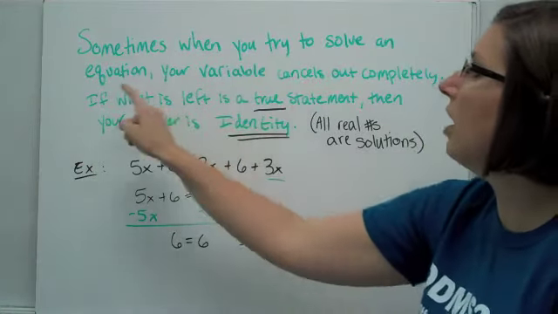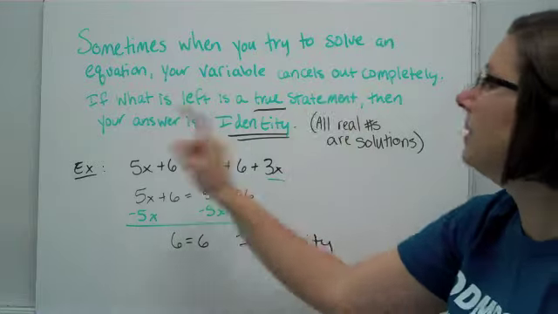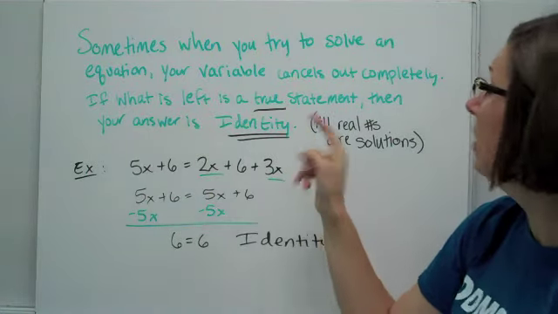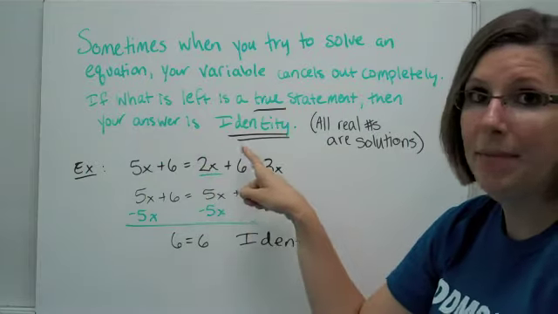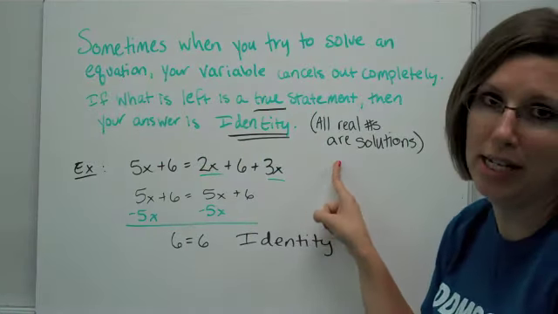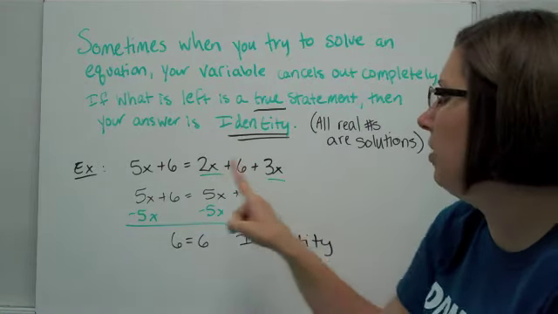Sometimes when you try to solve an equation, your variable cancels out completely. If what is left is a true statement, then your answer is identity. Identity means all real numbers are solutions. So let's take a look at an example.